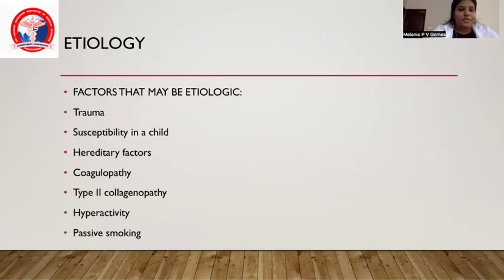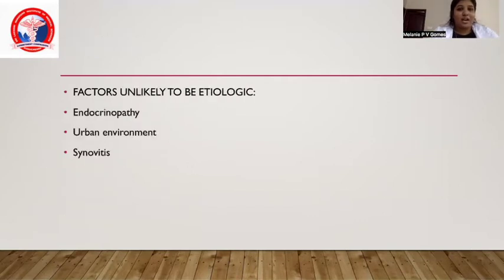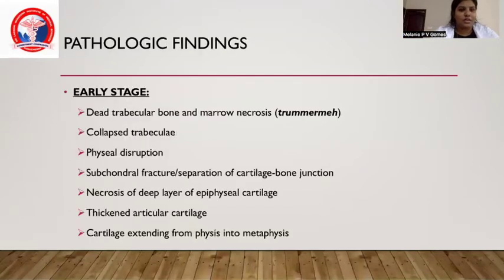Coming to the etiology. Factors that may be etiologic are trauma, susceptibility in a child, hereditary factors, coagulopathy, type 2 collagenopathy, hyperactivity, and passive smoking. Factors that are unlikely to be etiologic are endocrinopathy, urban environment, and synovitis.